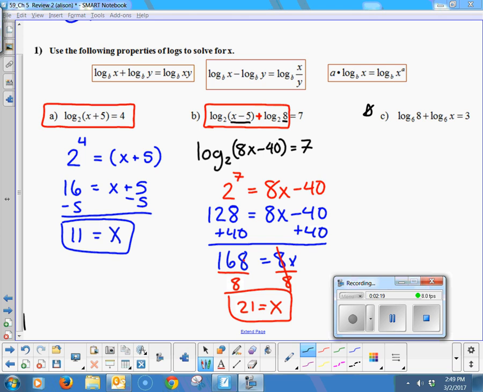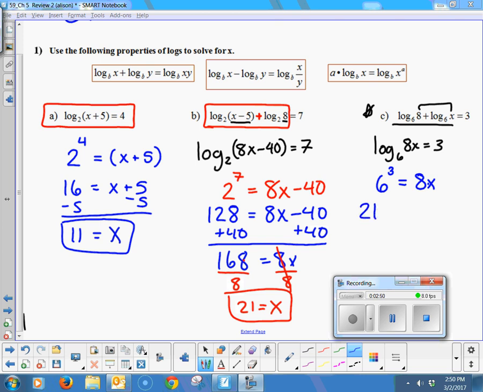Number C. Again, I see 2 log statements, so I'm going to combine them by multiplying: log base 6 of 8x, 8 times x, must equal 3. Again, I'm going to put this in exponential form. 6 to the 3rd equals 8x. 6 to the 3rd is a big number. It's 36 times 6. I'll get a calculator. It is 216.